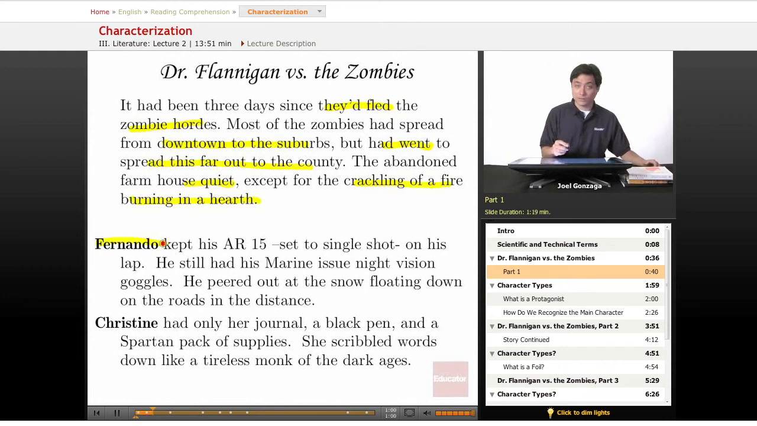Fernando kept his AR-15 set to single shot on his lap. He still had his Marine issue night vision goggles. He peered out into the snow floating down on the roads in the distance. Christine had only her journal, a black pen, and a Spartan pack of supplies. She scribbled words down like a tireless monk in the Dark Ages.